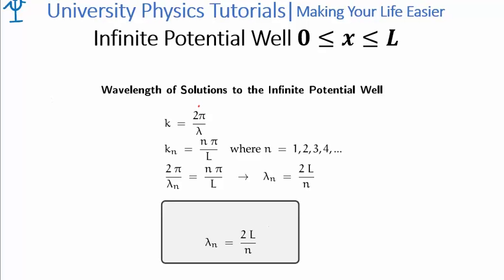Clearly so, we have to have a distinct wavelength corresponding to each wave function. We know that the wave number k is 2 pi over lambda, which we equate with n pi over L, and we calculate the functional form of our wavelength, which is 2L over n. And that's really it. That's the solution to the time independent Schrodinger equation, which describes a particle living in an infinite potential well from x is equal to 0 to x is equal to L.